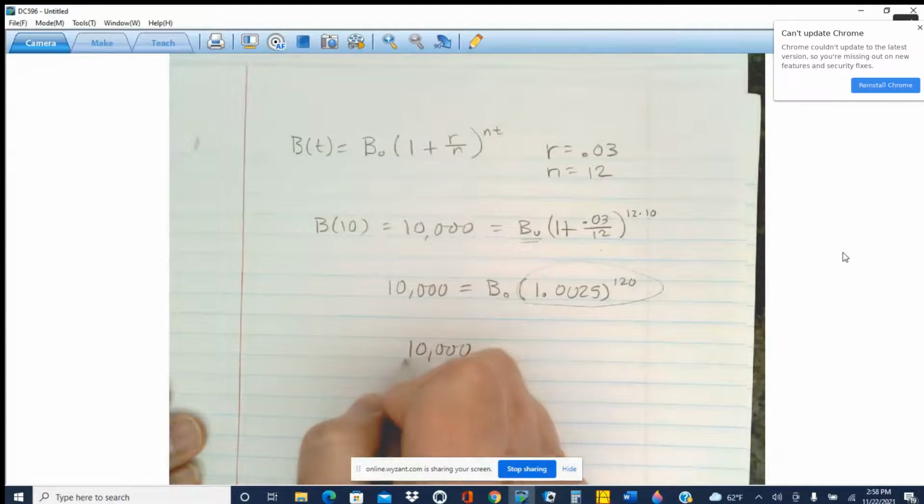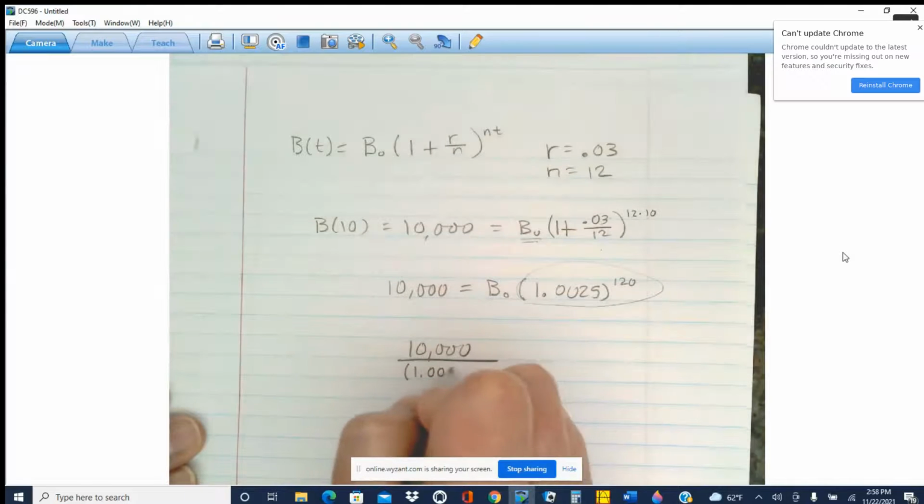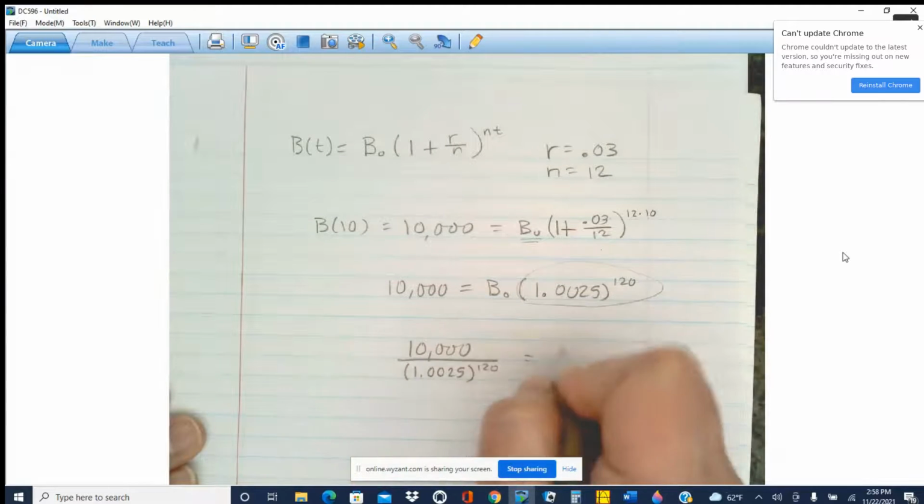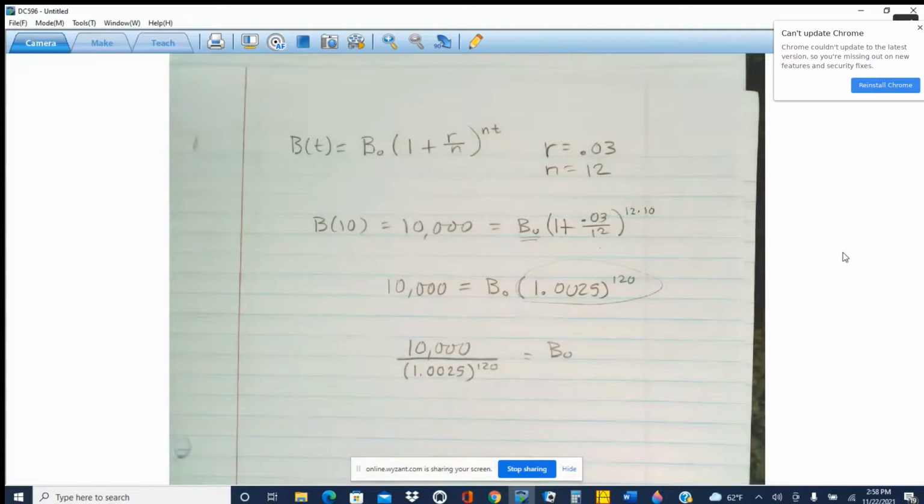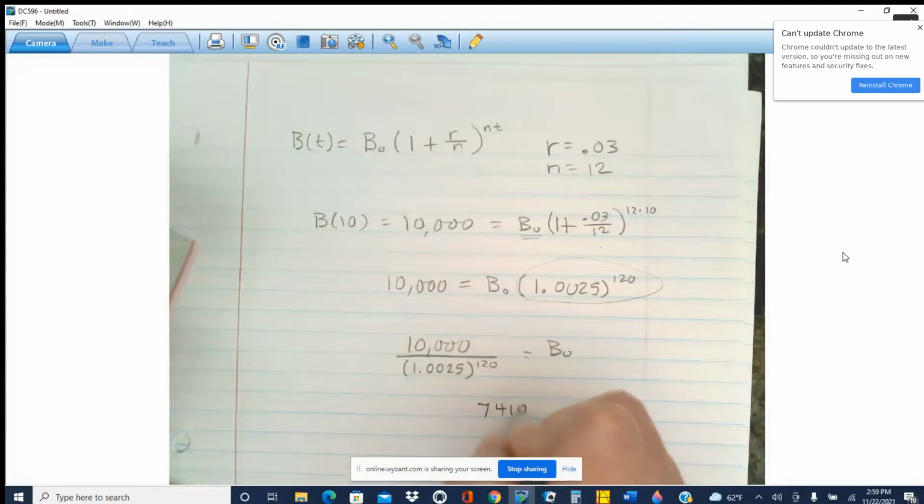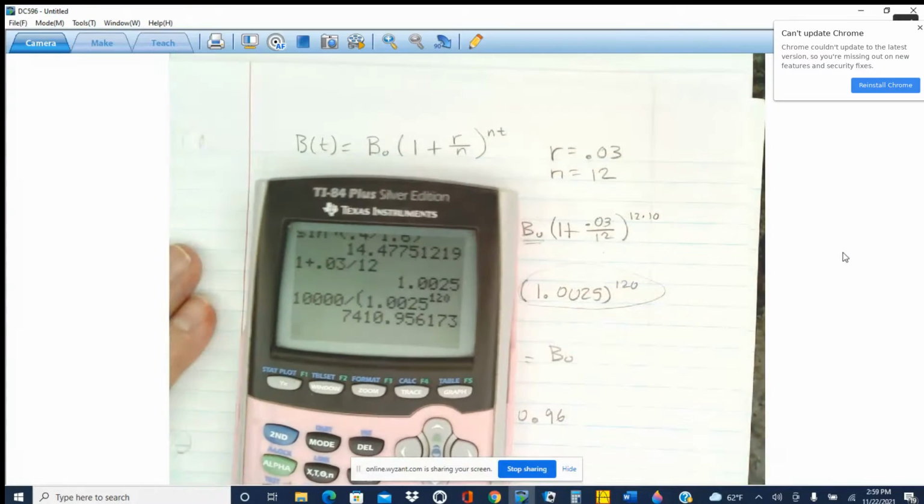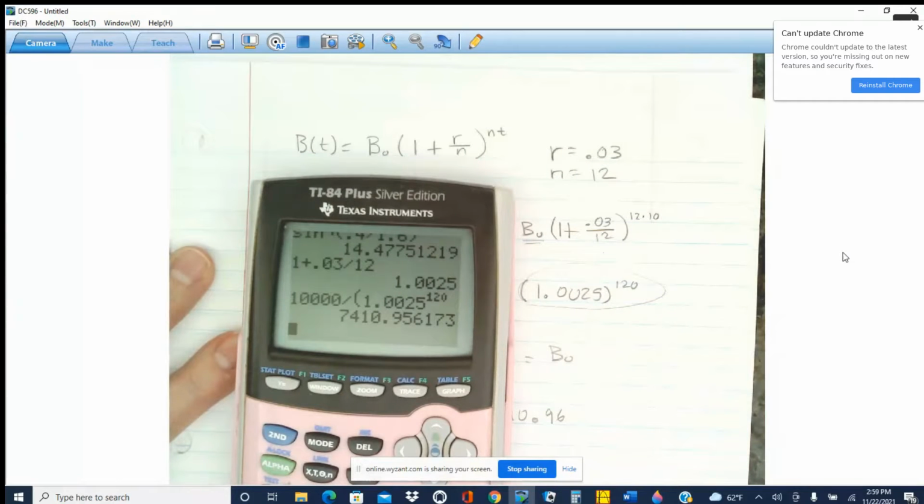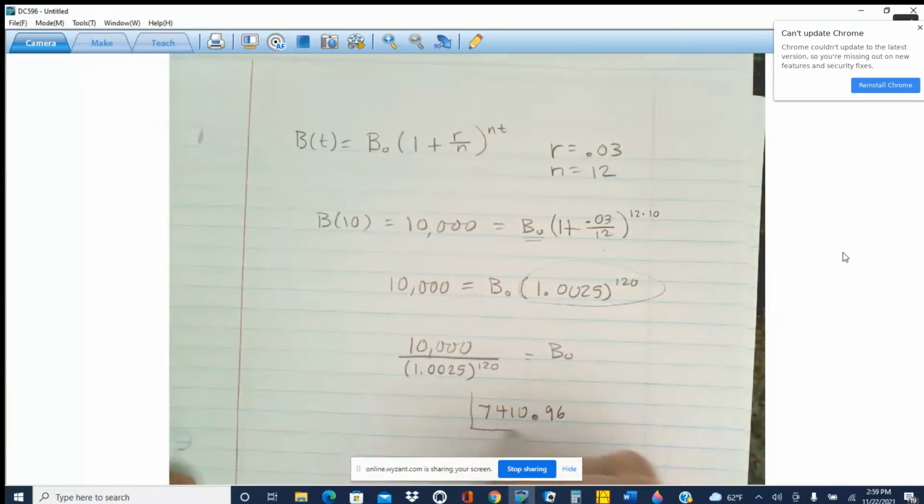10,000 divided by 1.0025 to the 120. That's going to be our initial investment, and I'm going to use a calculator for that. And what I got was $7,410.96. You can see my calculator, and I rounded to the nearest cent. And there's the answer.